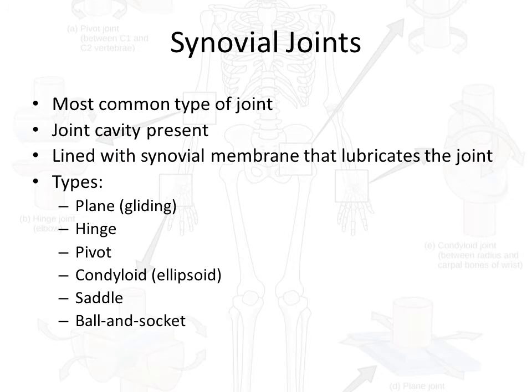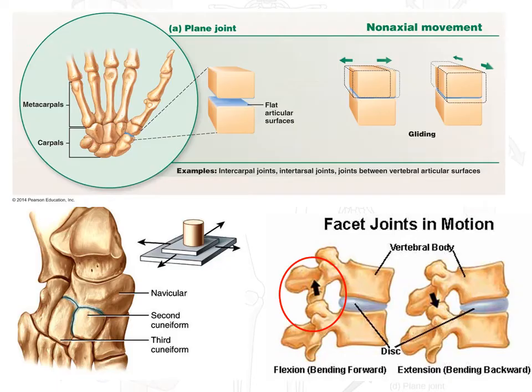Okay, and then, as we've been talking about in class, synovial joints. This is the most common type of joint. There is a joint cavity, and it's lined with a synovial membrane that lubricates the joint. We talked a lot about that last Friday in class. There are quite a few different types of these joints: plane, hinge, pivot, condyloid, saddle, and ball and socket joints. We'll look a little bit at each of these, and at the movements that they do.